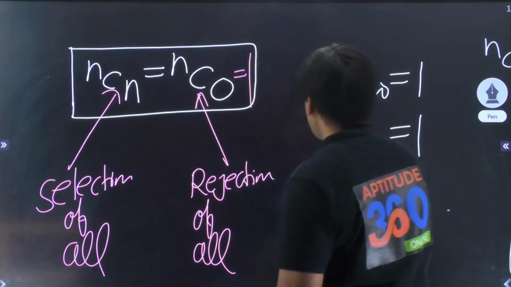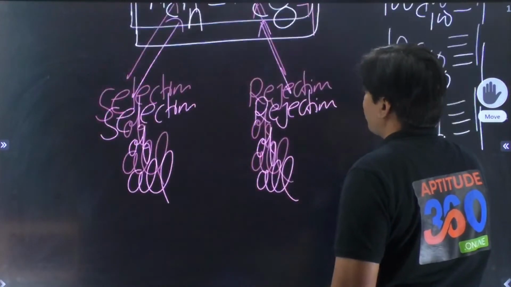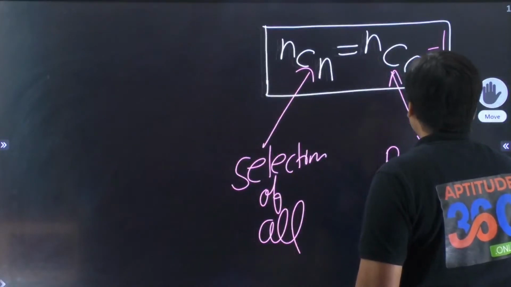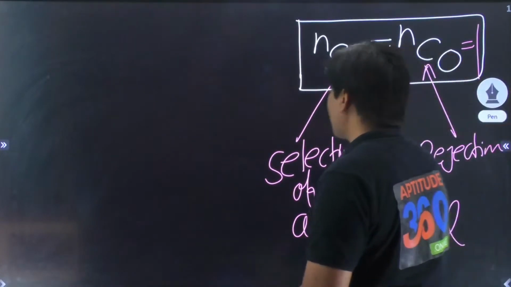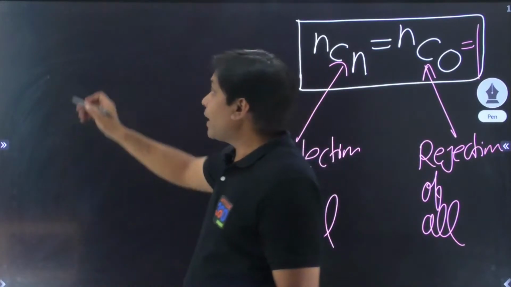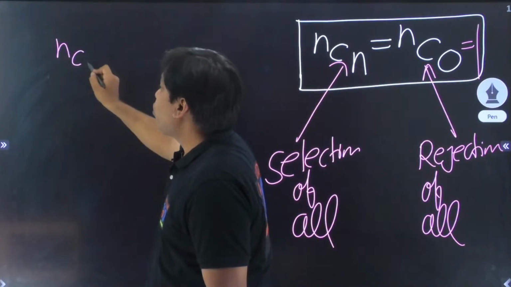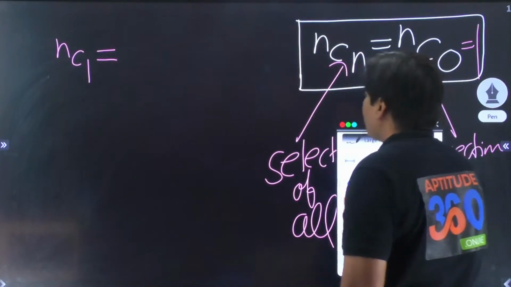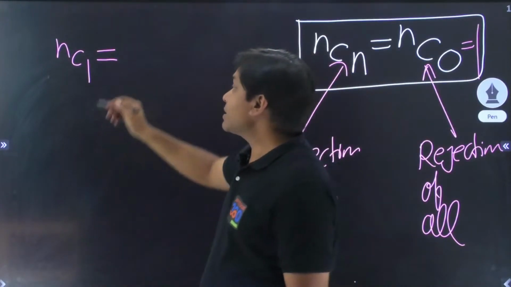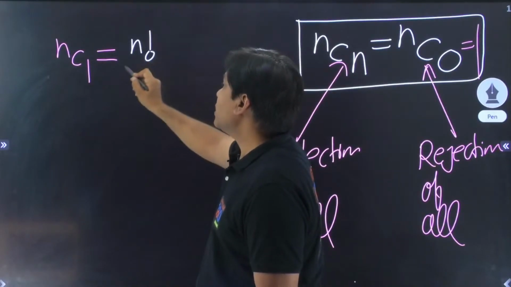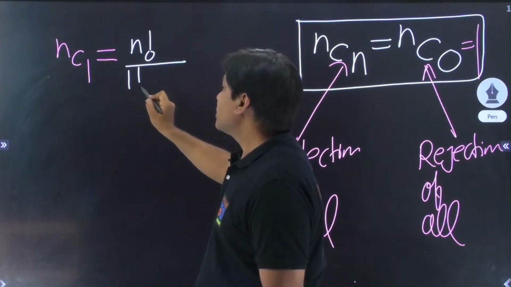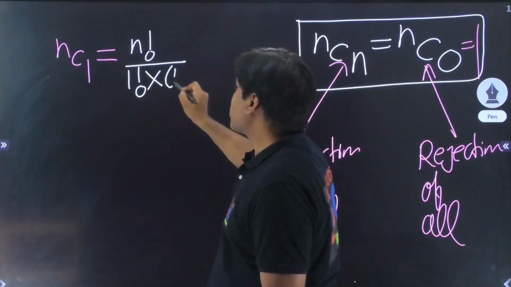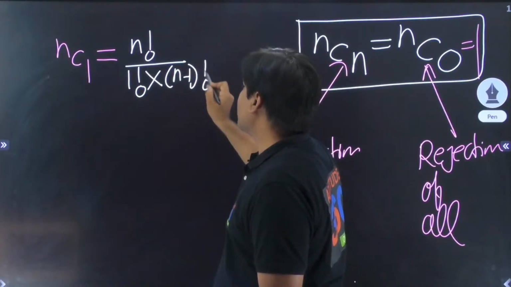Now, another very important thing. What if I try to find out nC1? Please find it out on your copy if you have the copy with you. What did I say? The formula is n factorial, isn't it? n factorial, and this is 1 factorial, and this is going to be (n minus 1) factorial.